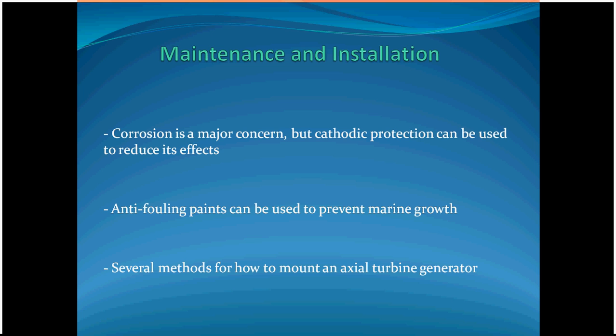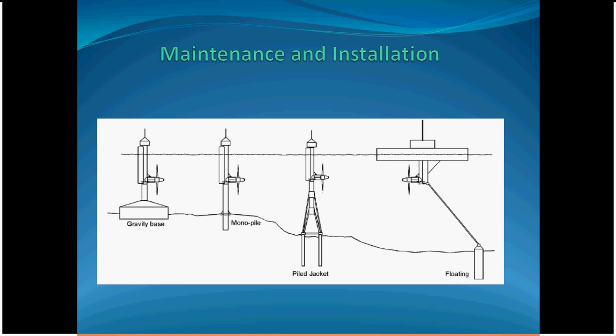Now, the last thing I want to do is talk about different methods of how to mount an axial turbine generator. I know I discussed the different designs earlier. There are also different designs on how we can mount them. In this diagram, we see 4 different designs. Now, our gravity-based one is typically implemented in shallow waters. Its only drawback is, in deep seas, it's almost impossible to make an anchored device at the bottom to hold the structure down. However, in deep waters, we can use a floating design.